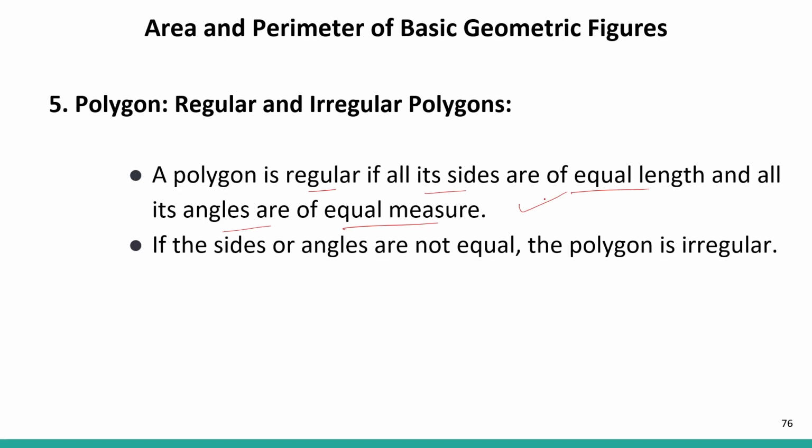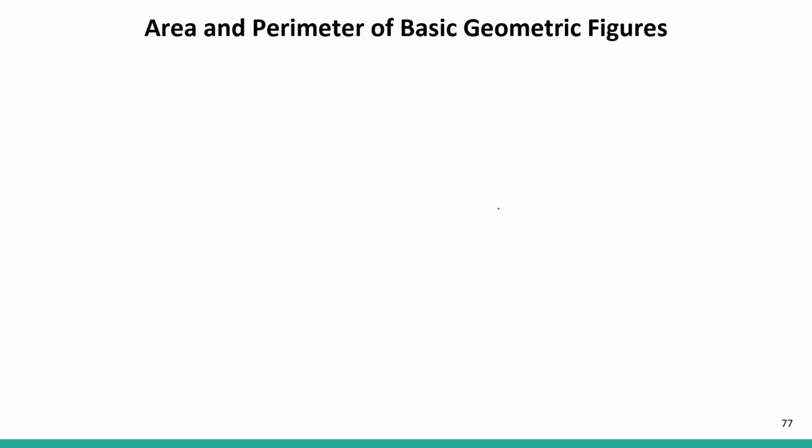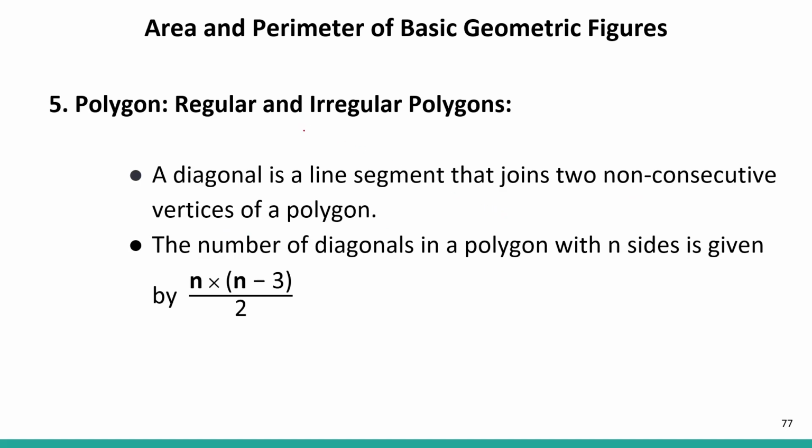And it is irregular if any one condition out of these two fails. This implies that it won't be a regular polygon; it will be an irregular polygon. Okay, so we have discussed regular and irregular polygons.